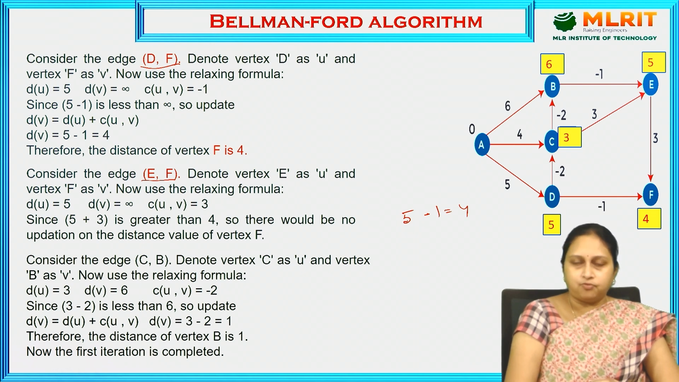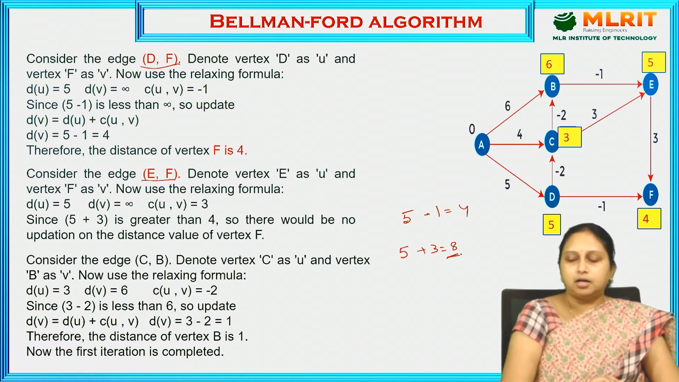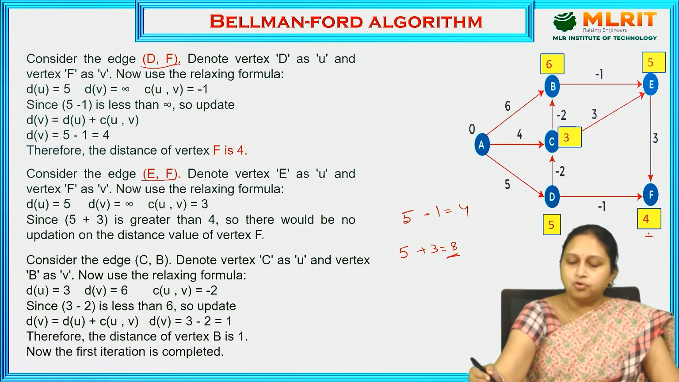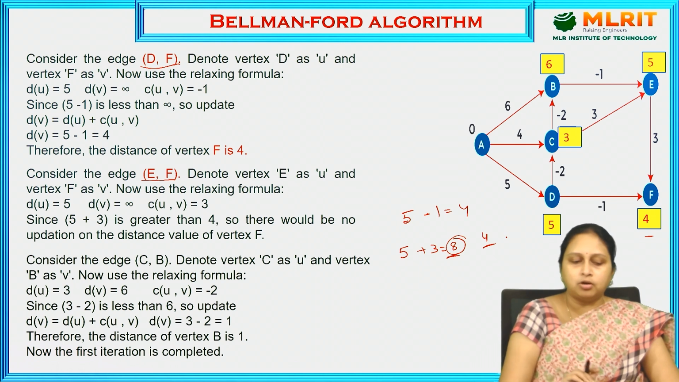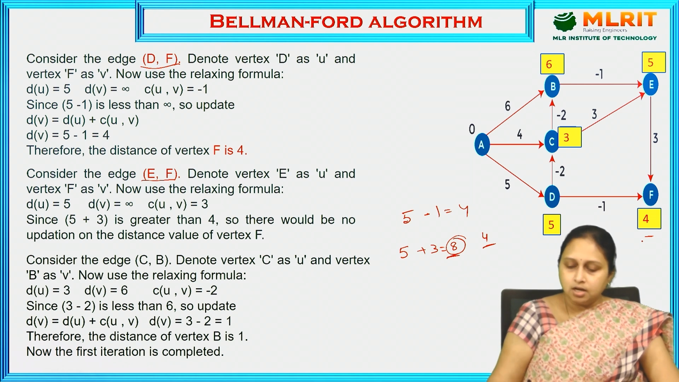E to F. This one. E to F. For that, E value is 5 plus 3. 3 is nothing but 8. But I have the value for F as 4. But 8 is greater than 4. So, I am going to consider 4 as the minimum value. I am not going to change the value for F. F is having only the 4 value. Right. Next, we are going to consider the next edge, C to B.